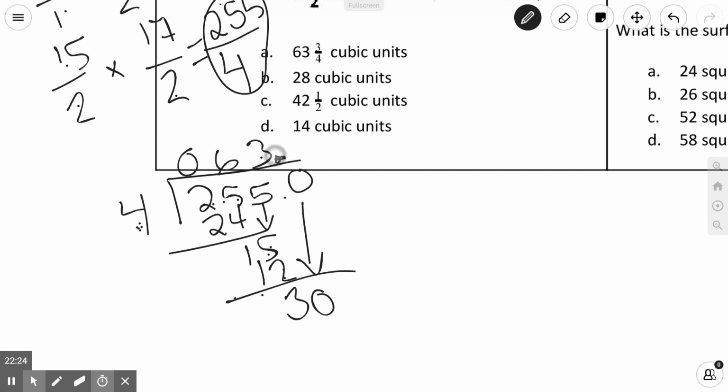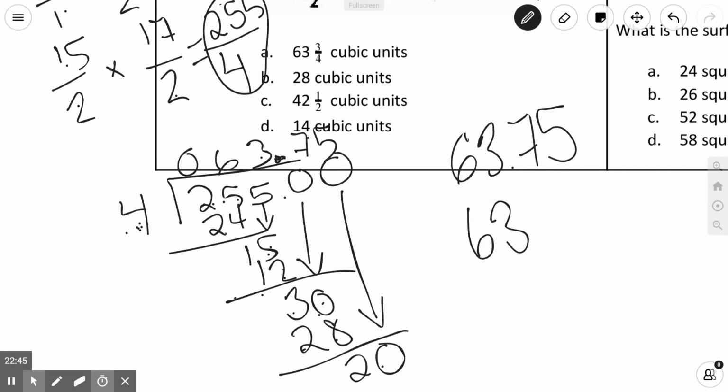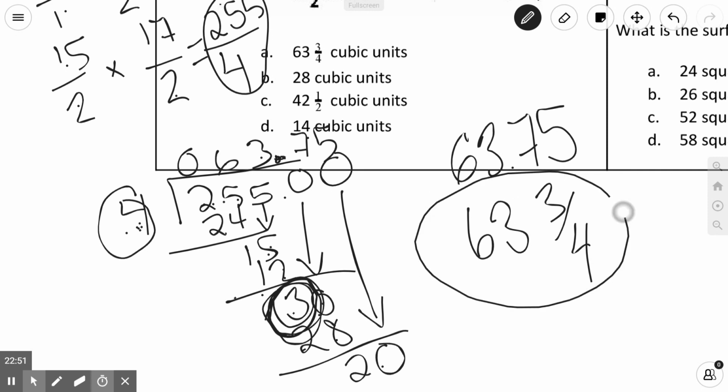Decimal place here. 4 goes into 30 7 times. 7 times 4 is 28. Add another 0. 30 minus 28 is 2. Drop my 0 down. I get 20. 4 goes into 20 5 times, and my answer is 63.75. Or I could have just taken this remainder right here. That's 3 out of 4, so 63 3/4.